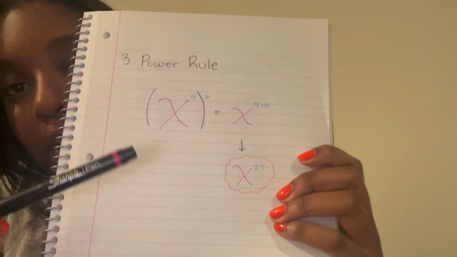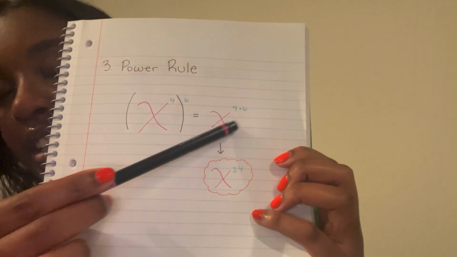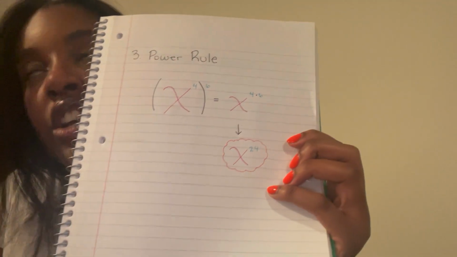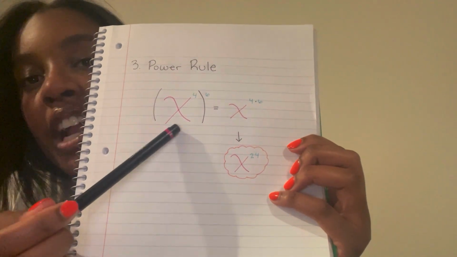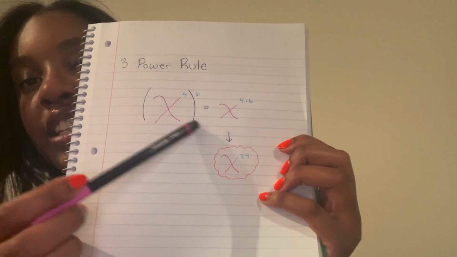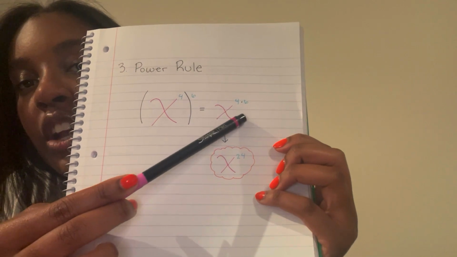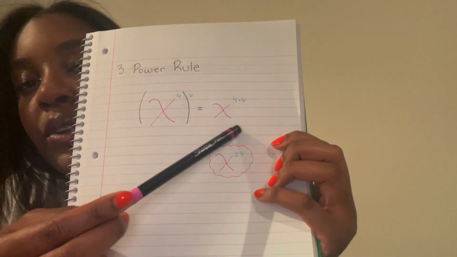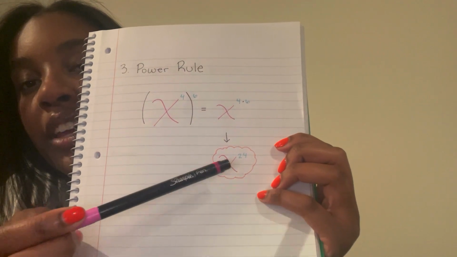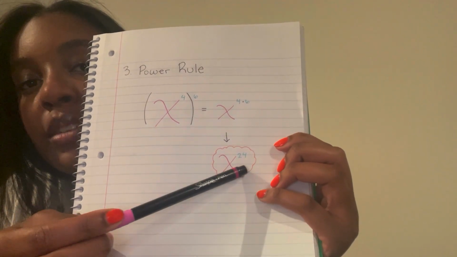Whenever you see this, you know that you are multiplying. You're just going to multiply those two exponents together. Whenever you see an expression written like this, whether it has a different variable or different numbers, if it's written in this format, we know that we're just going to go ahead and combine those exponents by multiplying them, and that's how we get our answer, x raised to the power of 24.